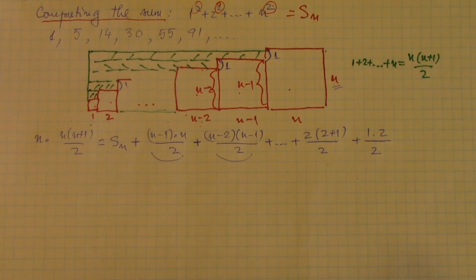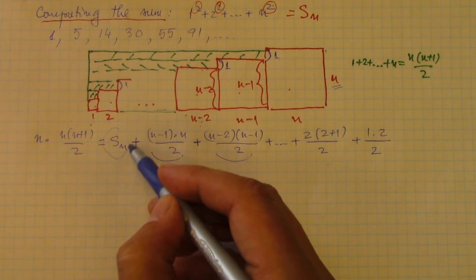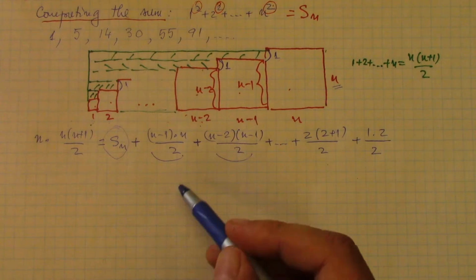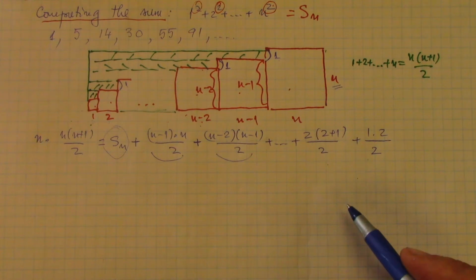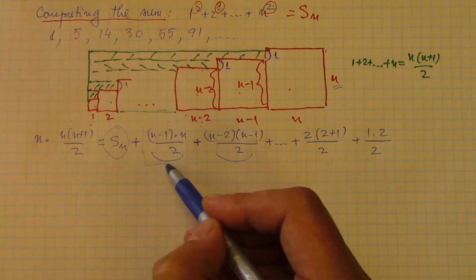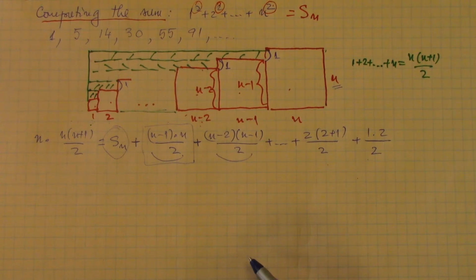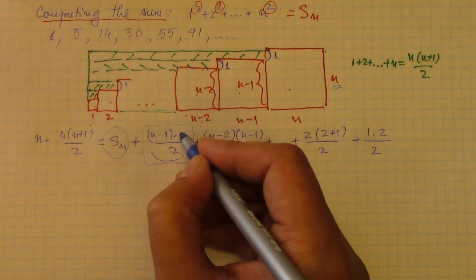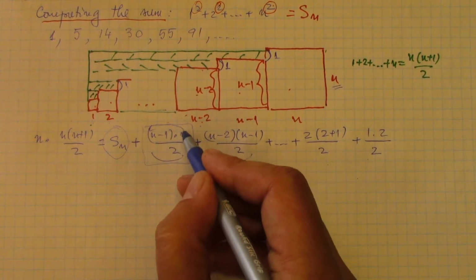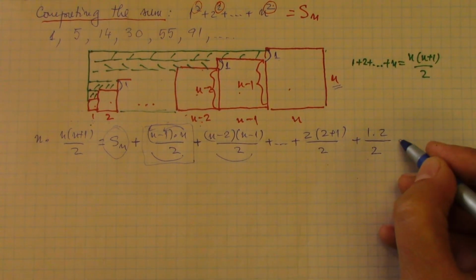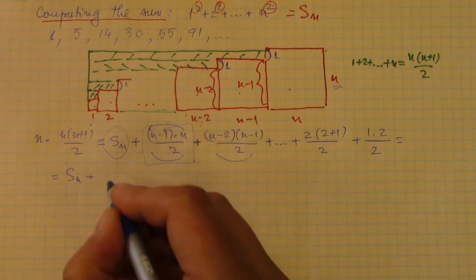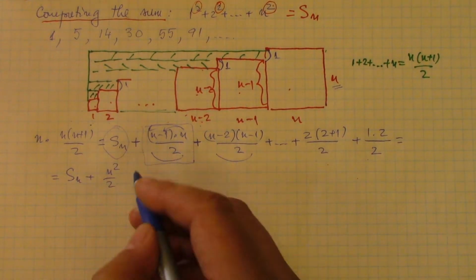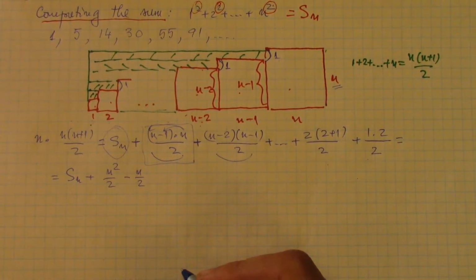Now, are we getting anywhere? Well, for one thing, we do get our hands on Sn, but we do need to understand this sum here. What is the natural thing to do with this fraction? To me, the natural thing would be to distribute n over here and over here. So I would say this is equal to Sn plus n times n, which is n squared over 2, minus n over 2.